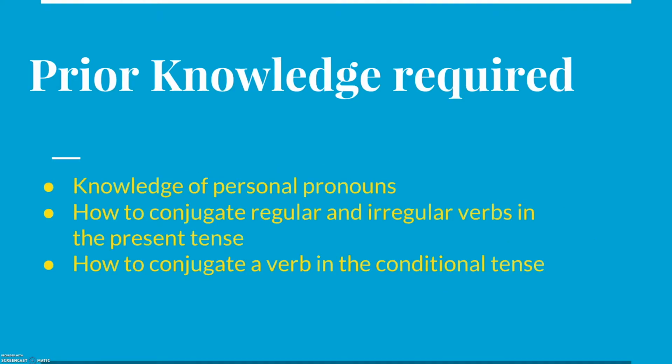Prior knowledge required. This is what I'm expecting you to know already when you are learning the imperfect tense. I'm expecting you to know what the personal pronouns are. So you should know that je is I, and tu is you, and elle is she. Then I'm also expecting you to be able to conjugate regular and irregular verbs in the present tense fluently. And I'm also expecting you to be able to conjugate a verb in the conditional tense.